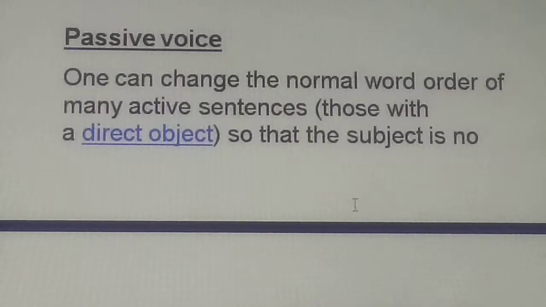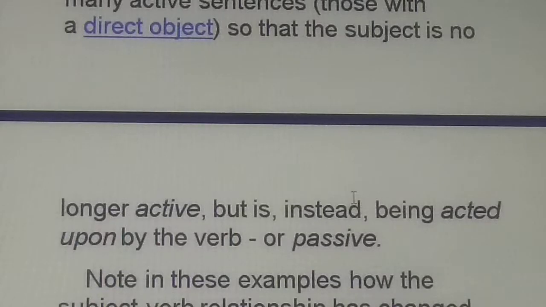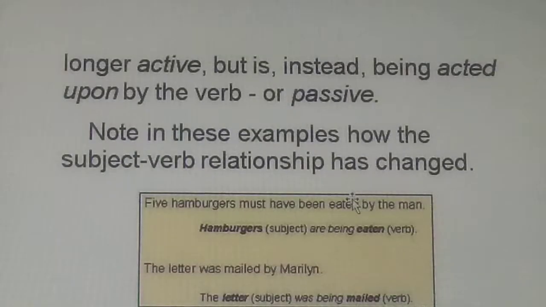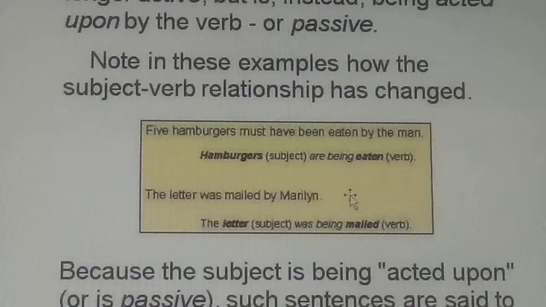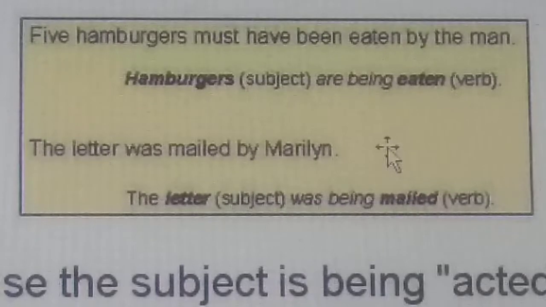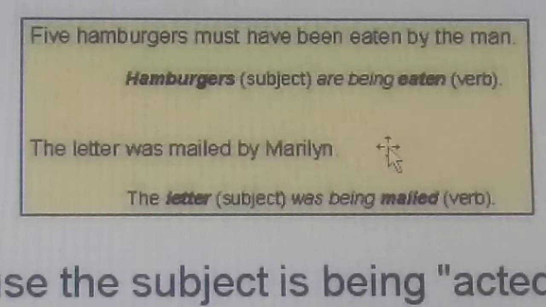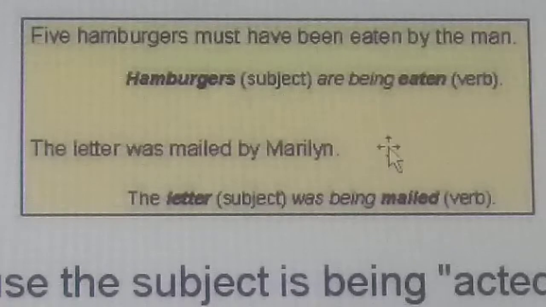Children, see. One can change the normal word order of many active sentences, those with a direct object, so that the subject is no longer active, but is instead being acted upon by the verb, or passive. Now, you have to note in these examples. See here, children. 5 hamburgers must have been eaten by the man. Hamburgers is the subject. Are being eaten is the verb.